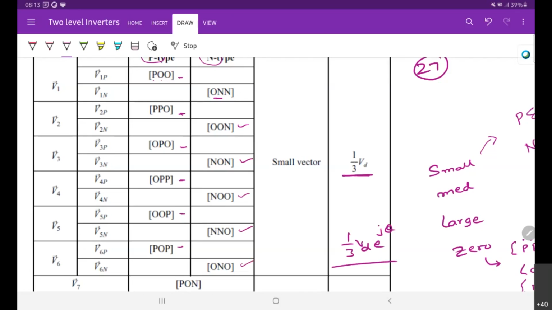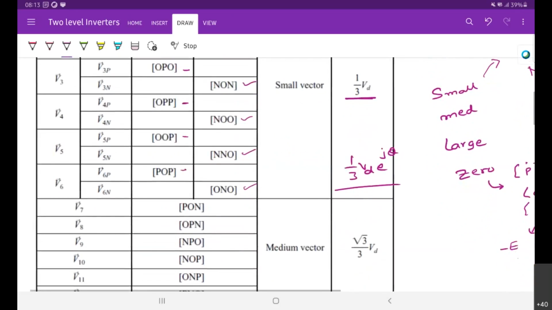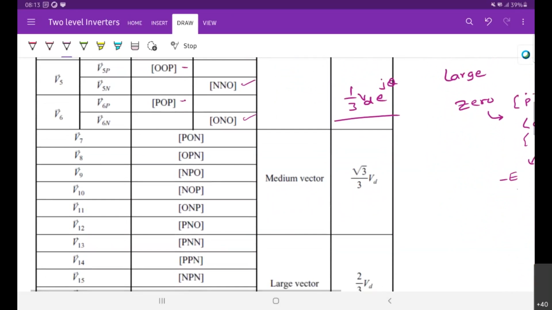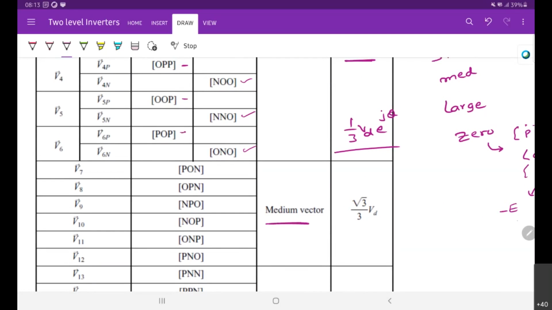We'll discuss that angle. It's clear. And we have these medium vectors, right? So we have these medium vectors. They consist of all three, that means P, 0, and N. So that means P0N, 0PN, NP0, N0P, 0NP, PN0. Right, it consists of 1P, 10, and 1N. So those are classified as medium vectors, and the magnitude is 1/√3 VD.